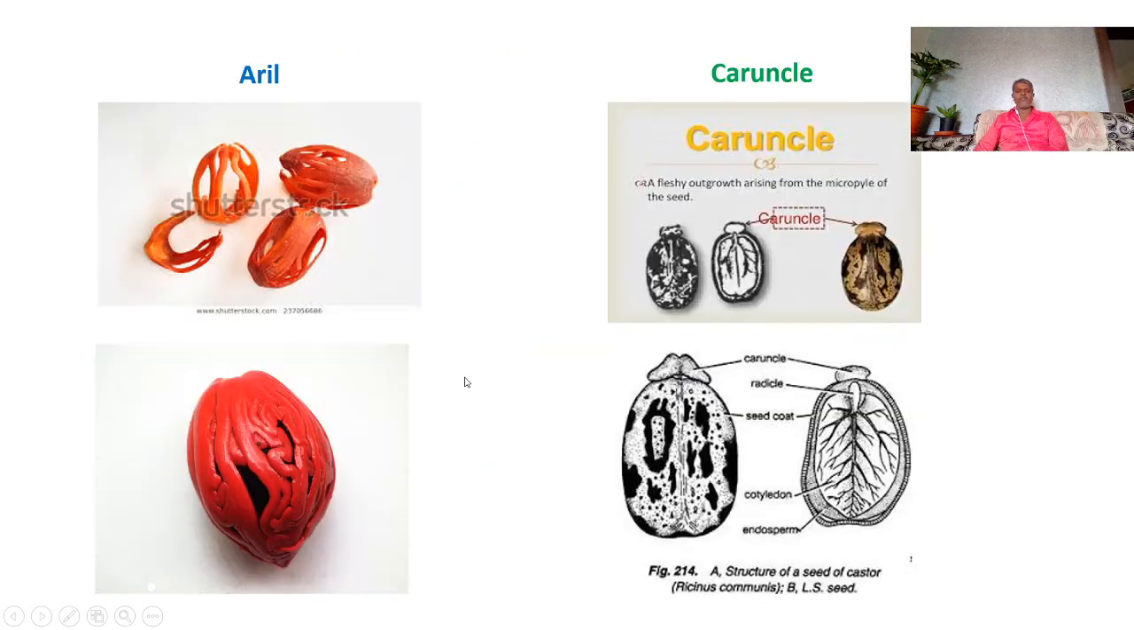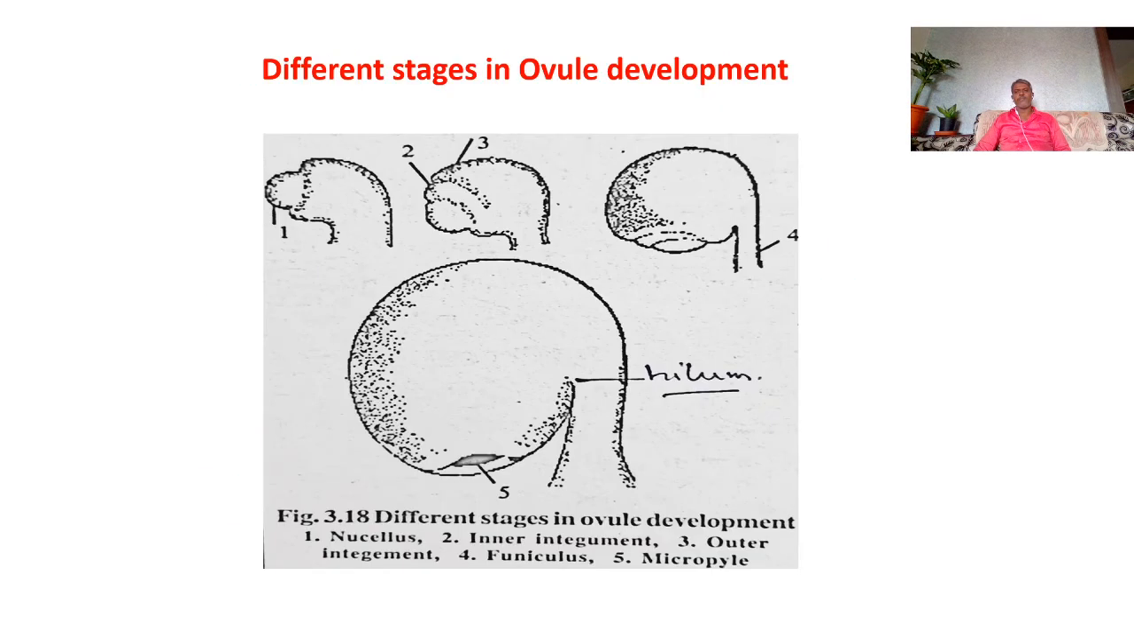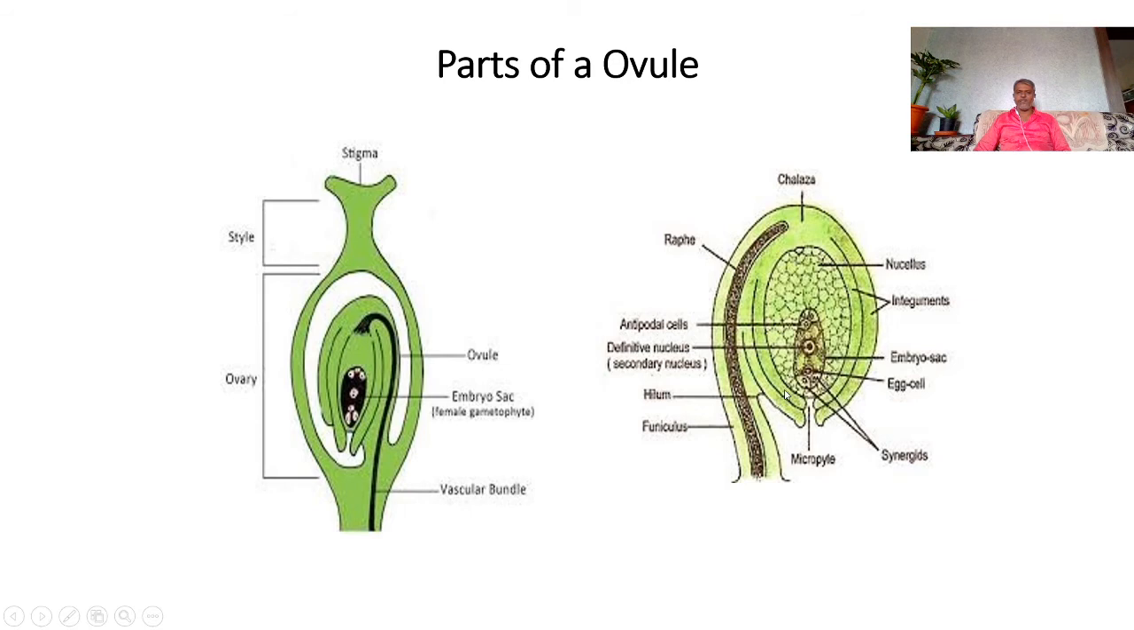Then comes the next part, the integuments. These are the integuments surrounding the nucellus. These ovules are covered with either a single integument or double integuments. If two integuments are present, such ovules are called bitegmic ovules. If only one integument is seen, such ovules are called unitegmic ovules.